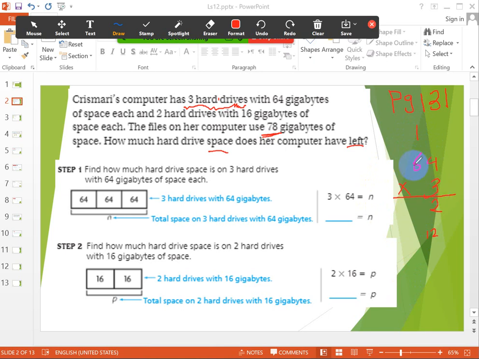Now 3 multiply 6 equals what? 3 multiply 6 equals 18. I have 1 over this 10's. That means I have to add 1 to the 18. It will be 19. So I will put 19 here. So the answer will be 192.